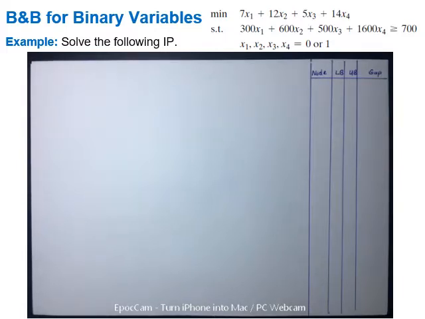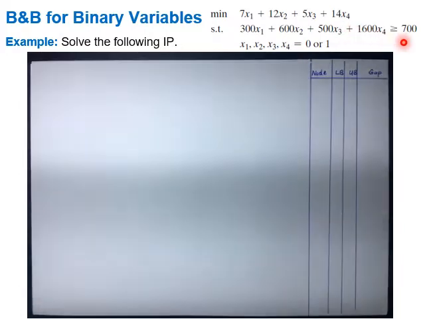Okay, so what's our problem that we want to solve? Our problem is a minimization problem. Basically, we have 4 variables. All of the variables are 0 or 1, binary. Okay, so we want to minimize. This is a minimization problem. Then we have one constraint stating that this 3000x1, 6000x2, and etc. should be greater than or equal to 700. Okay. Now, how do we solve this problem using branch and bound?